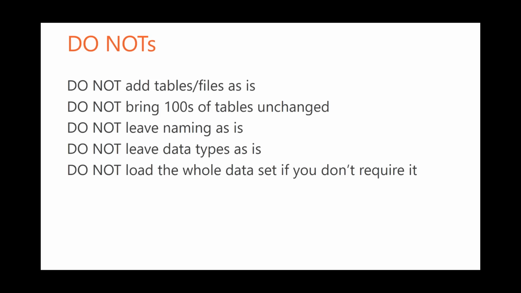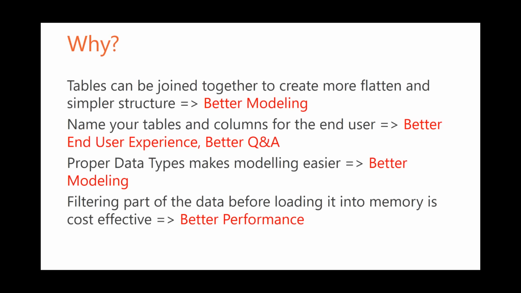I've already explained why we are not doing that. So why are we not bringing all tables as is? Because joining them together will give better modeling. Why don't we leave names of tables and columns as is? Because the user will have a better experience, and also in Power Q&A I will have much better results answering my questions. And proper data types make it much easier to model, much easier on the visualization side of things, and filtering will also make performance much better. So consider doing this.